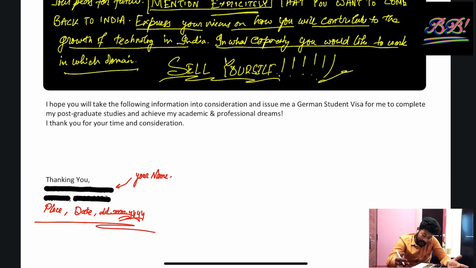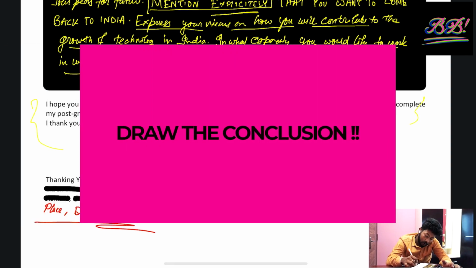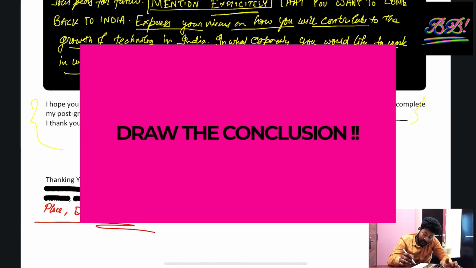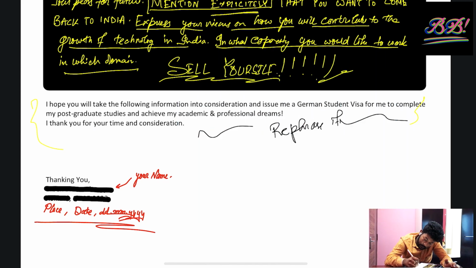Okay, in the last paragraph, yes, it is more or less the same for a lot of students, so you can go ahead but just rephrase it. I hope you will take the following information into consideration and issue me a German student visa for me to complete my postgraduate studies and achieve my academic and professional dreams. I thank you for your time and consideration. That's it. Thanking you. Your name, place, date, DD, MM and YYYY.